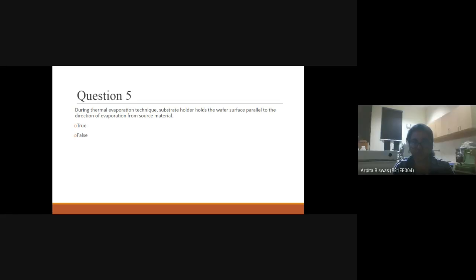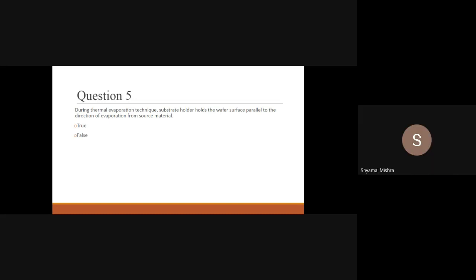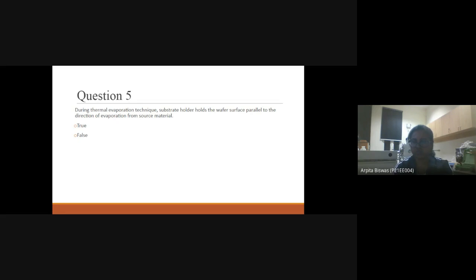PVD technique. So what is happening in thermal evaporation? Where have we taken the substrate and where have we taken the source material? And here it is asking about the angle between them. The substrate holder holds the wafer surface parallel to the direction of the evaporation from the source material. So is it right or wrong? Yes, ma'am, it's true. How is it true?